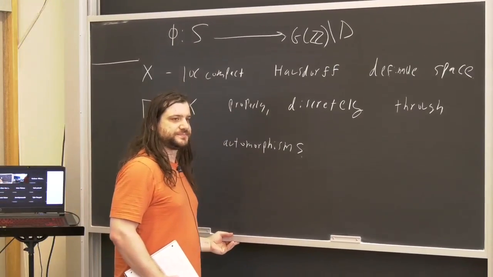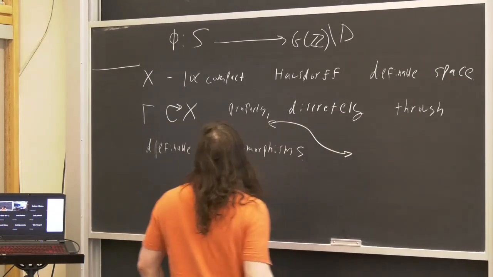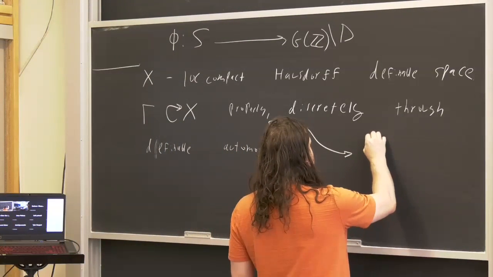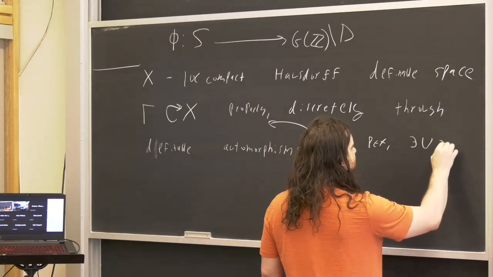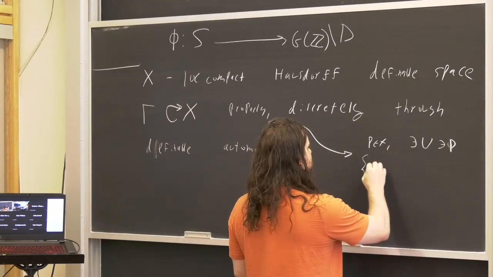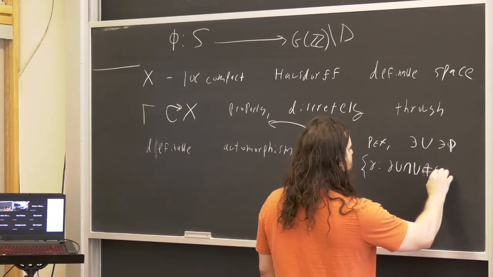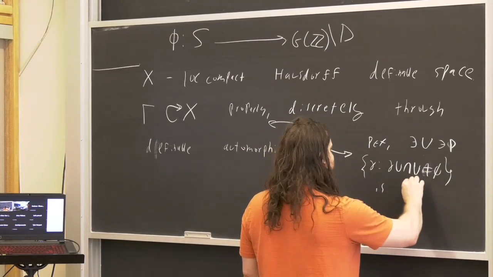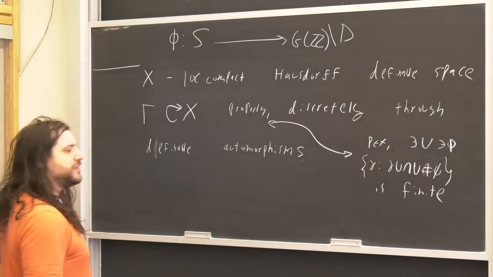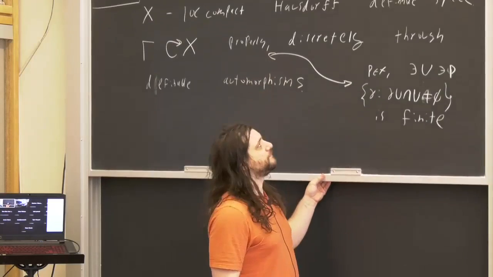Can you remind us what properly means? Sure. This word properly means that for every point P, there exists some open set U containing P, such that, let's say, the set of gamma such that gamma U intersect U is not empty is finite. That's the general definition. So locally, there's nothing crazy going on. And you can even pass without much trouble to the case where this set is just the identity.